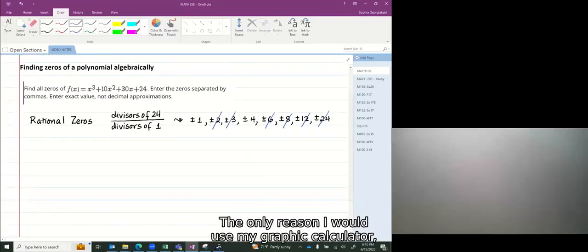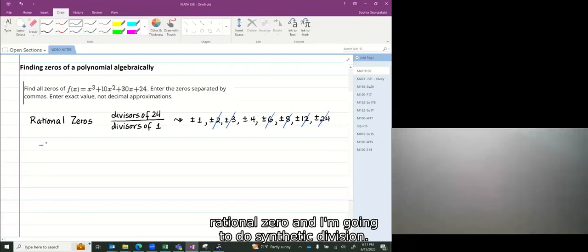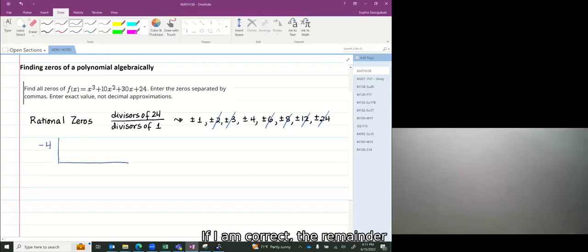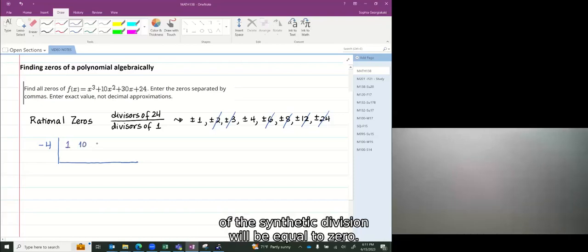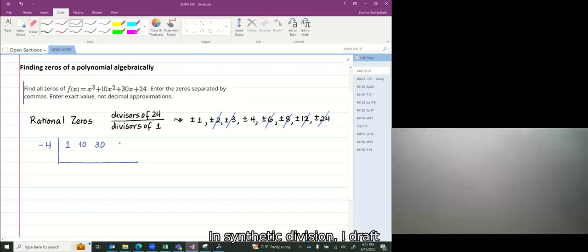And this is how I will shorten the process. The only reason I would use my graphing calculator, or the only reason the test will give you an image of the graphing calculator, is so that you don't have to try so many before you can guess. So I'm going to guess that negative 4 is a possible rational zero, and I'm going to do synthetic division. If I am correct, the remainder of the synthetic division will be equal to 0.